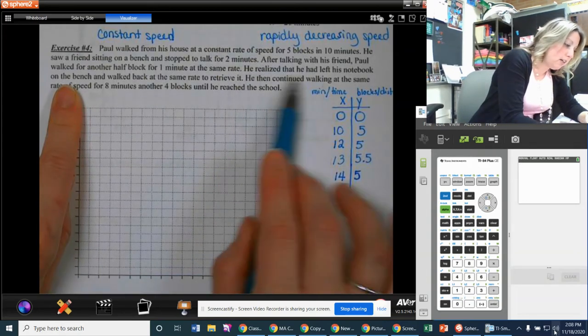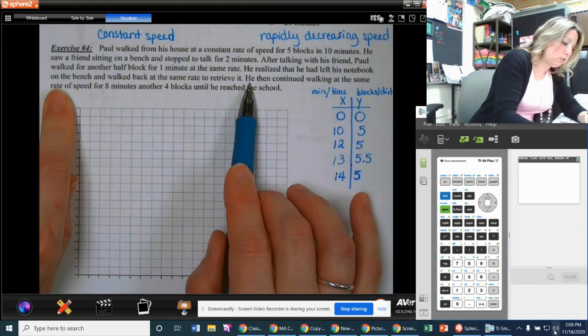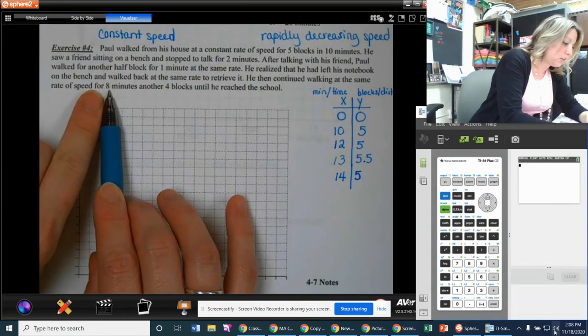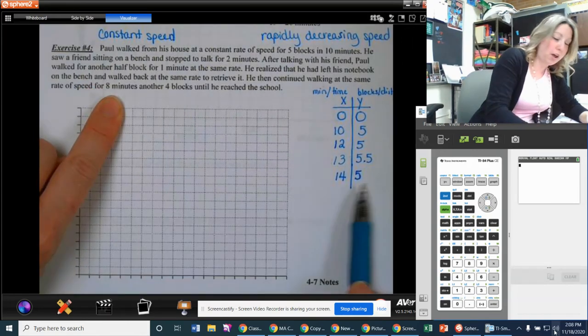Then he realized that he left his notebook on the bench and went back to retrieve it. That's this. Now, he continued walking at the same rate of speed for 8 minutes, another 4 blocks. Okay.